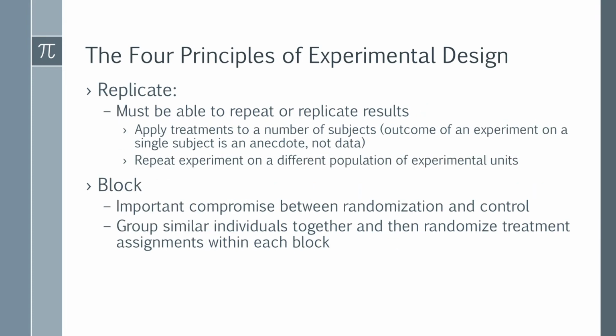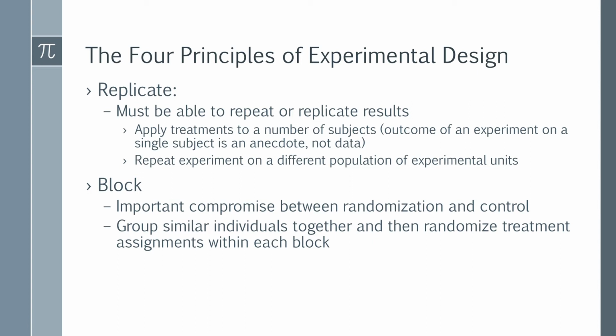So number 3, replicate. We must be able to repeat or replicate the results. So we want to apply the treatments to a number of subjects. An outcome of an experiment on a single subject is an anecdote. It's not data. We also want to repeat the experiment on a different population of experimental units.